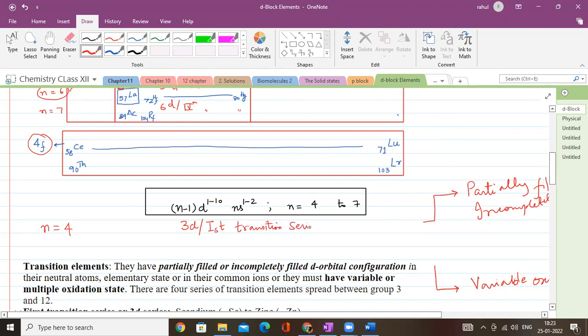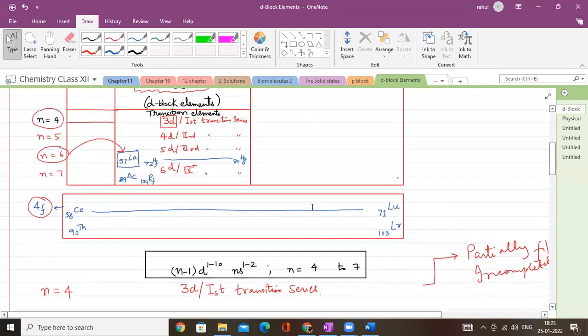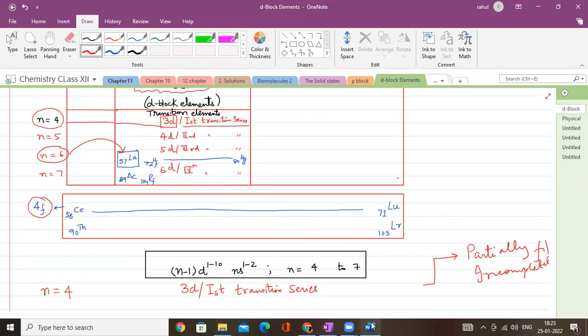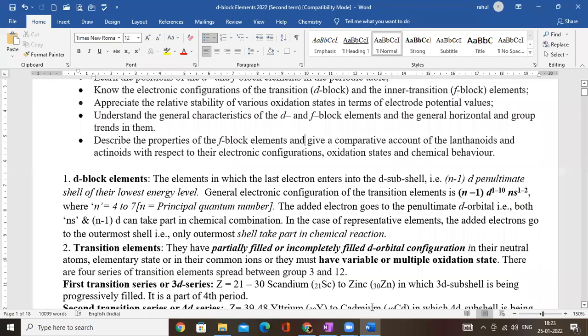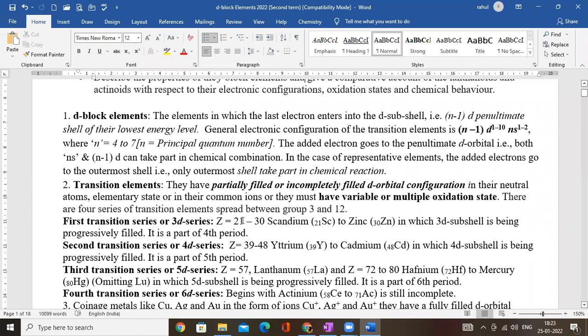And here we will fill up the elements starting from, this is where we are going to fill the 3d transition series, or the first transition series, where as I said n will be 4. We will fill up Z 21 to 30, that is scandium to zinc, in which the 3d subshell is being filled, where the value of n is 4.